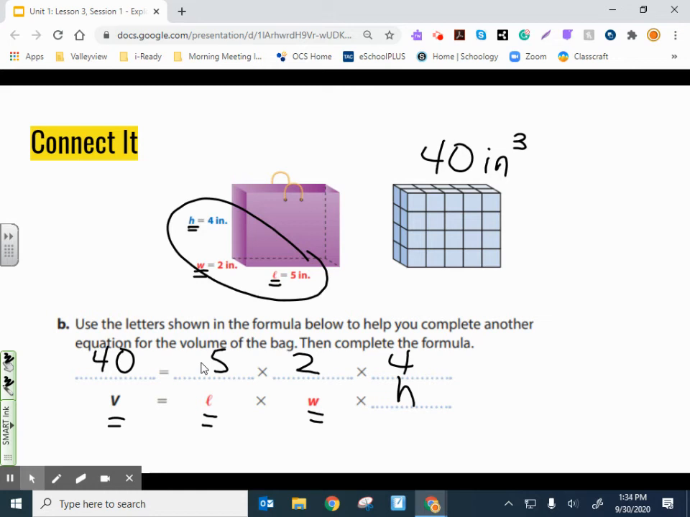So you've got two different techniques. Find the base and then multiply it by the height, or you can multiply all three together to get the same answer. You're going to get 40 cubic inches for both of these.